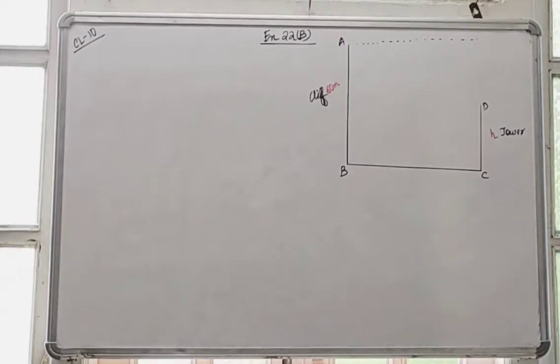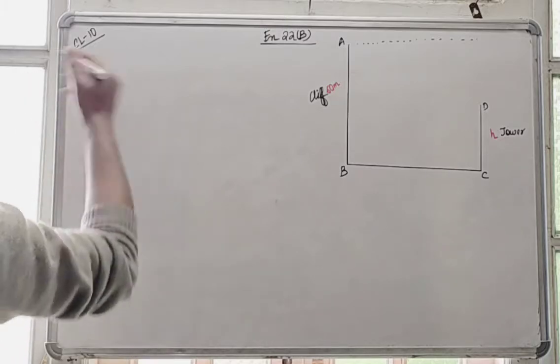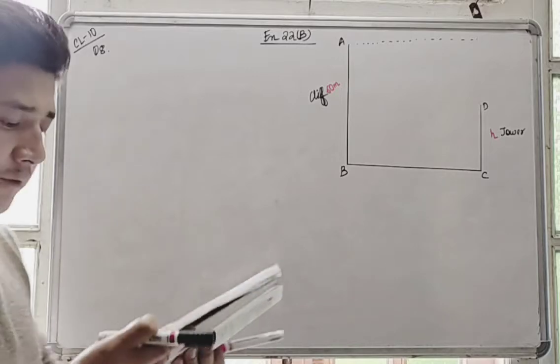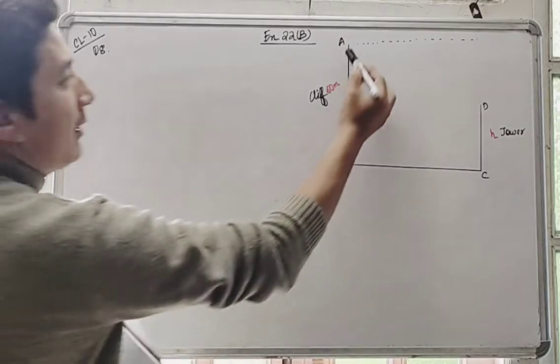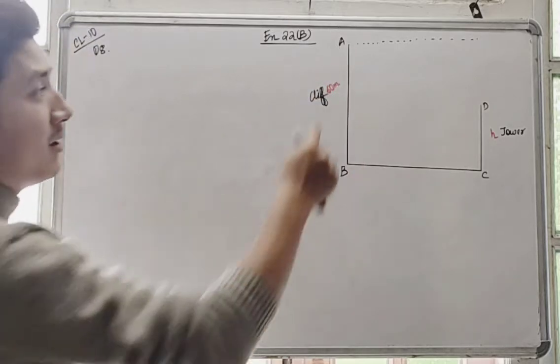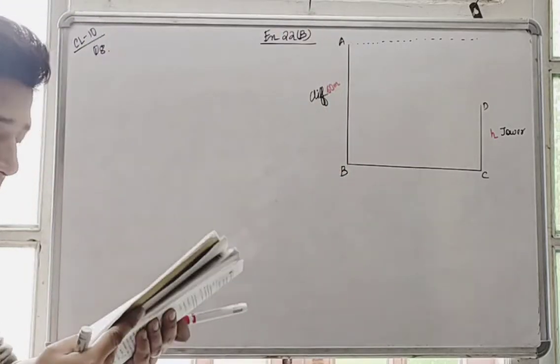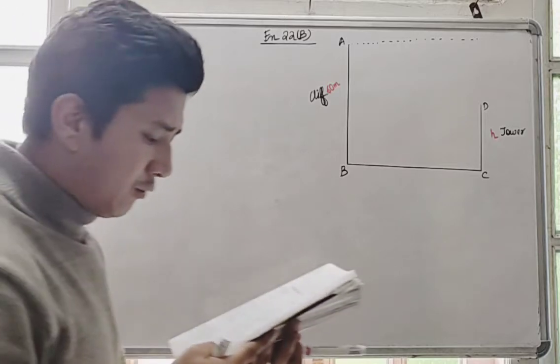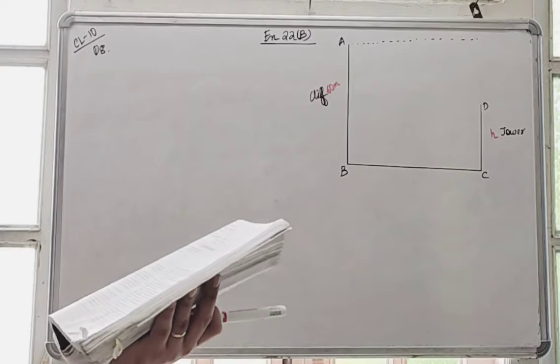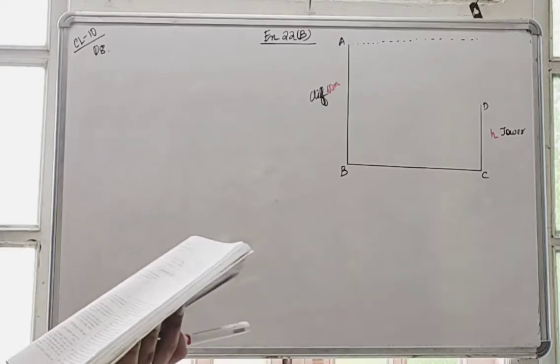Alright boys, let's proceed with the next question. That is question number 8. Your question says, please read the question. Okay, the question says, from the top of the cliff 60 meter high. So the cliff is 60 meter. The height of the cliff is 60 meter. So from the top means right from A, from the top of a cliff 60 meter high, the angle of depression of the top and the bottom of the tower is observed to be 30 and 60 degree.